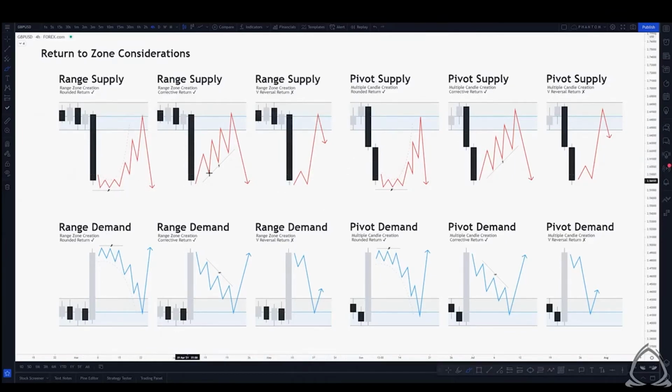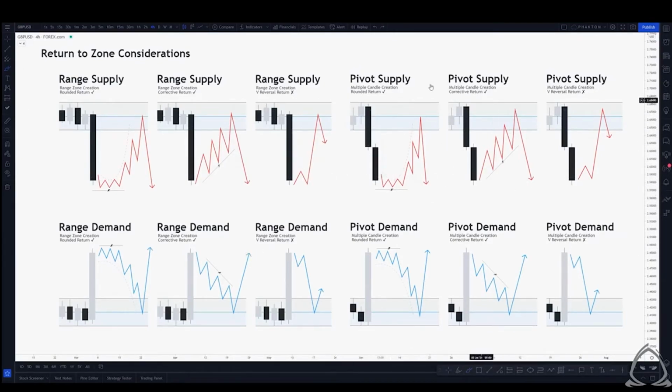Because as you can see, just looking at these conceptually, you get this slow creeping move back in, slow creeping move back in. This one is a very rapid return back into that supply zone, which shows that there is not really an imbalance in supply and demand favoring supply. This is showing that supply and demand are very much balanced at this point, and it's better to wait for some sort of other criteria to look for a trade if you're looking at it in that respect.